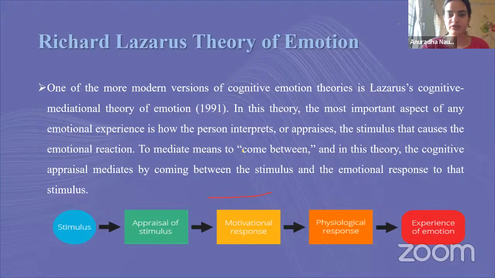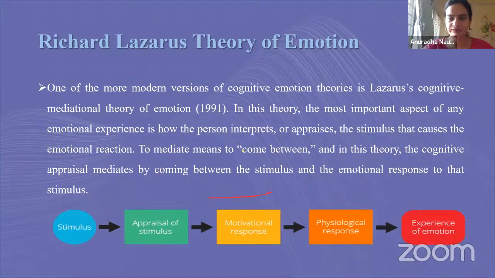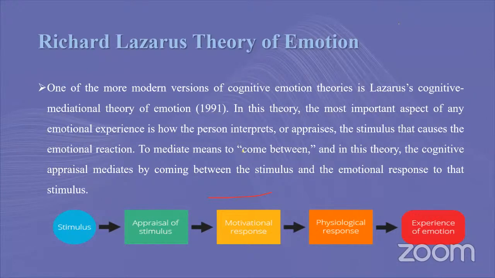So the mediational theory of emotion given by Lazarus. I'm sorry, mediational theory, not meditate. To mediate means to come between. In this theory, the cognitive appraisal mediates by coming between the stimulus and the emotional response to that stimulus. So there will be a stimulus, an appraisal of the stimulus, a motivational response, a physiological response, and then the experience of emotion.